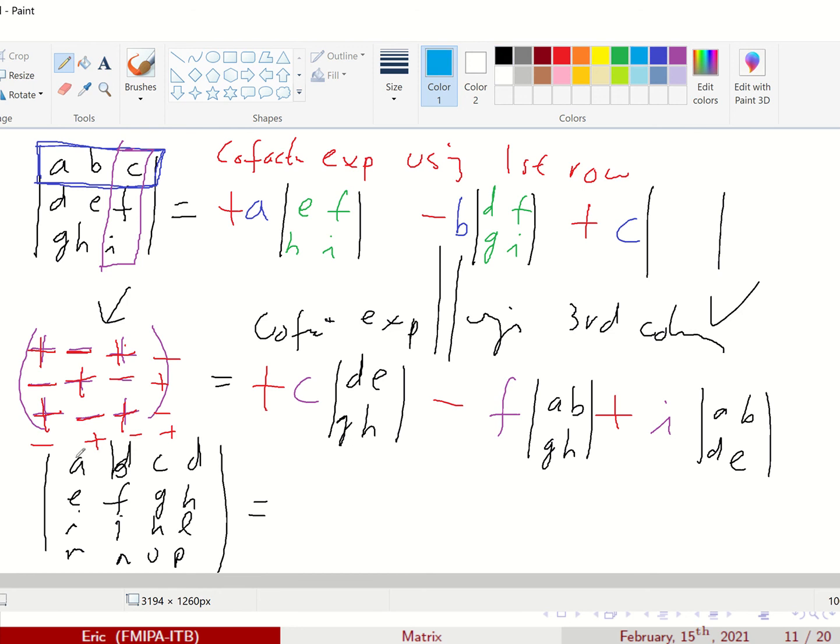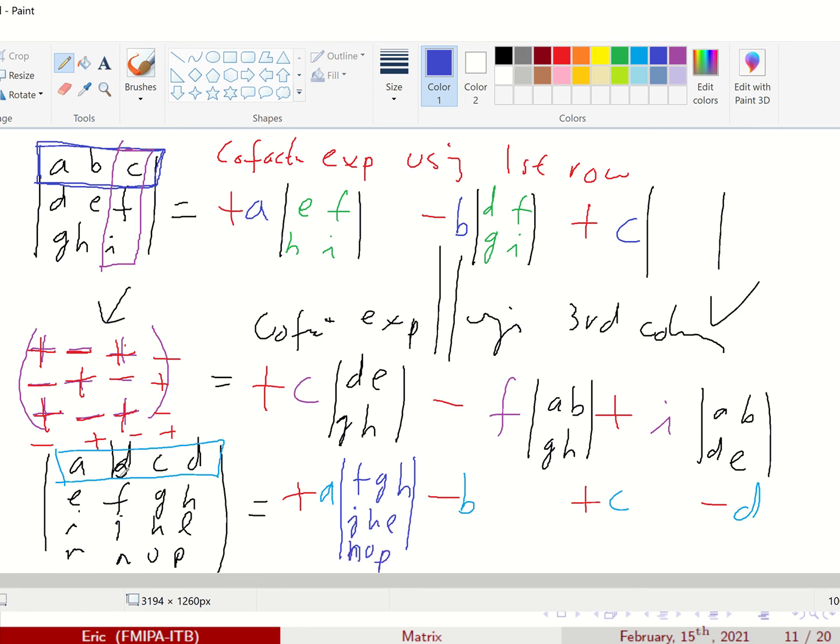So if you want to have the first, so you have minus plus minus. What is this? A, B, C, D. What is the submatrix? When you are dealing with the submatrix, you want to eliminate the first column and the first row because A corresponds to the first row and first column. So you have F, G, H, J, K, L, N, O, P. This one.